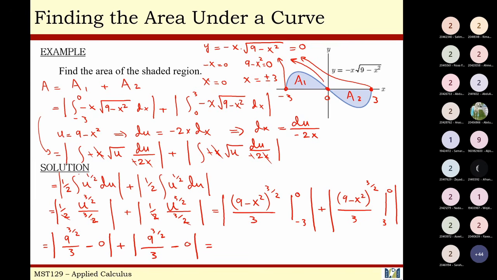What's the value of 9 to the power 3 over 2? It equals 27, because the radical of 9 equals 3, and 3 to the power 3 is 27. 27 over 3, we have 9 plus 9, so the area equals 18.